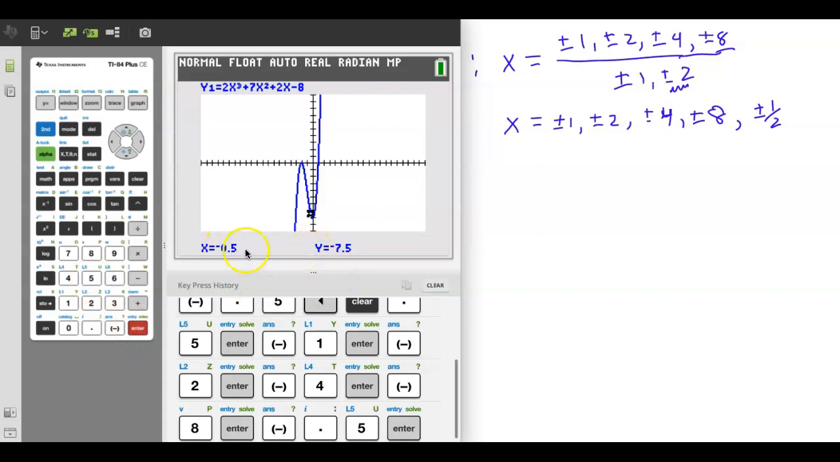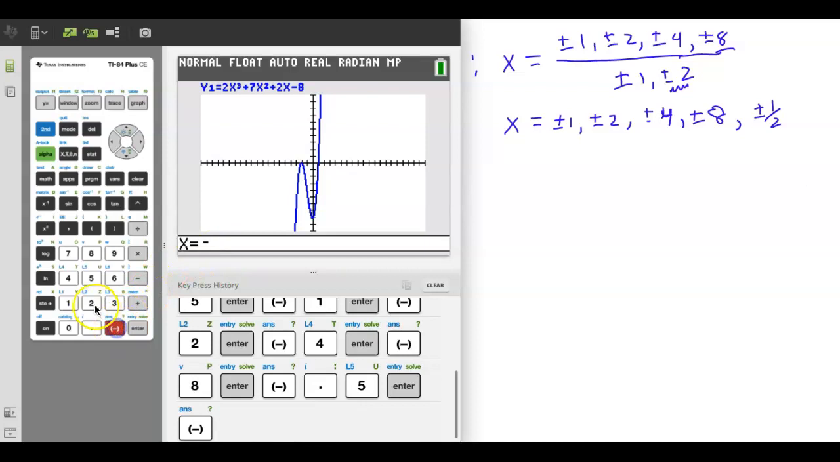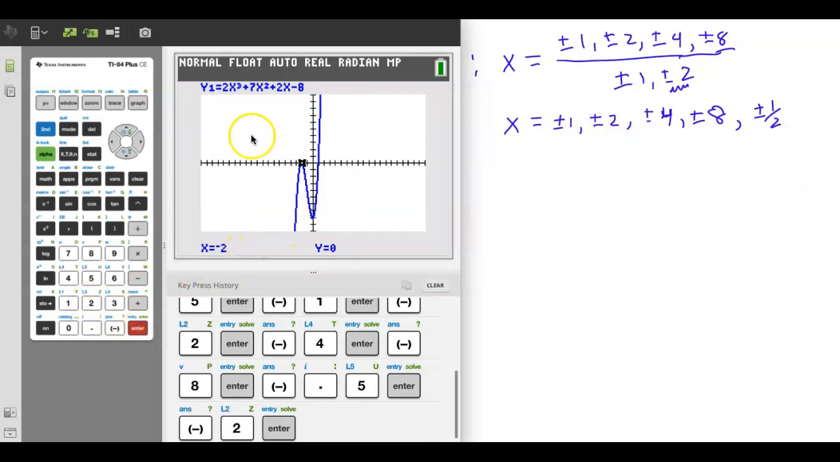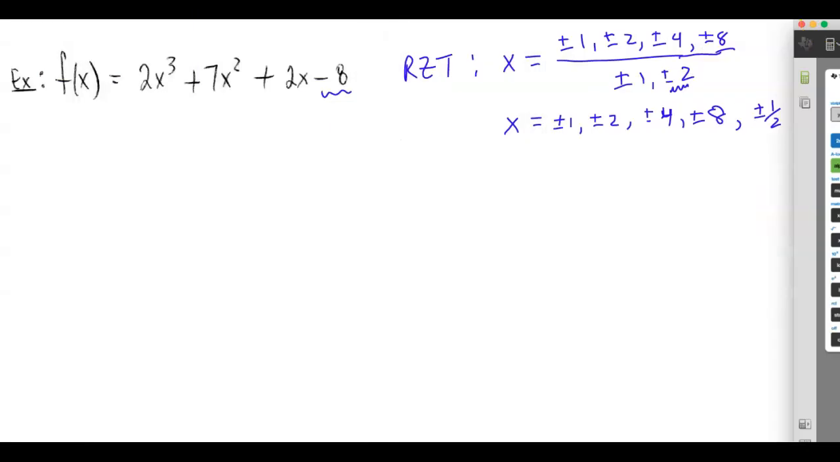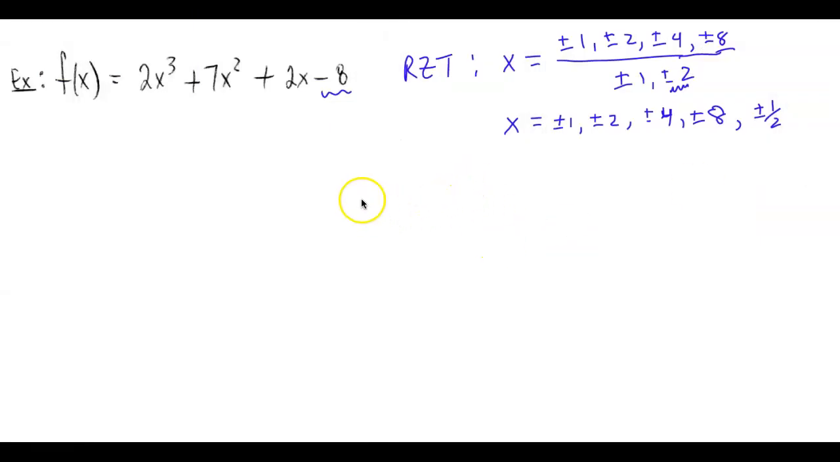So what we see here is that we only have one zero that actually worked out of this list, and that was x equals -2. So we'll write that and use that to be able to factor down our polynomial here. So we have actual rational zeros will be at x equals -2.